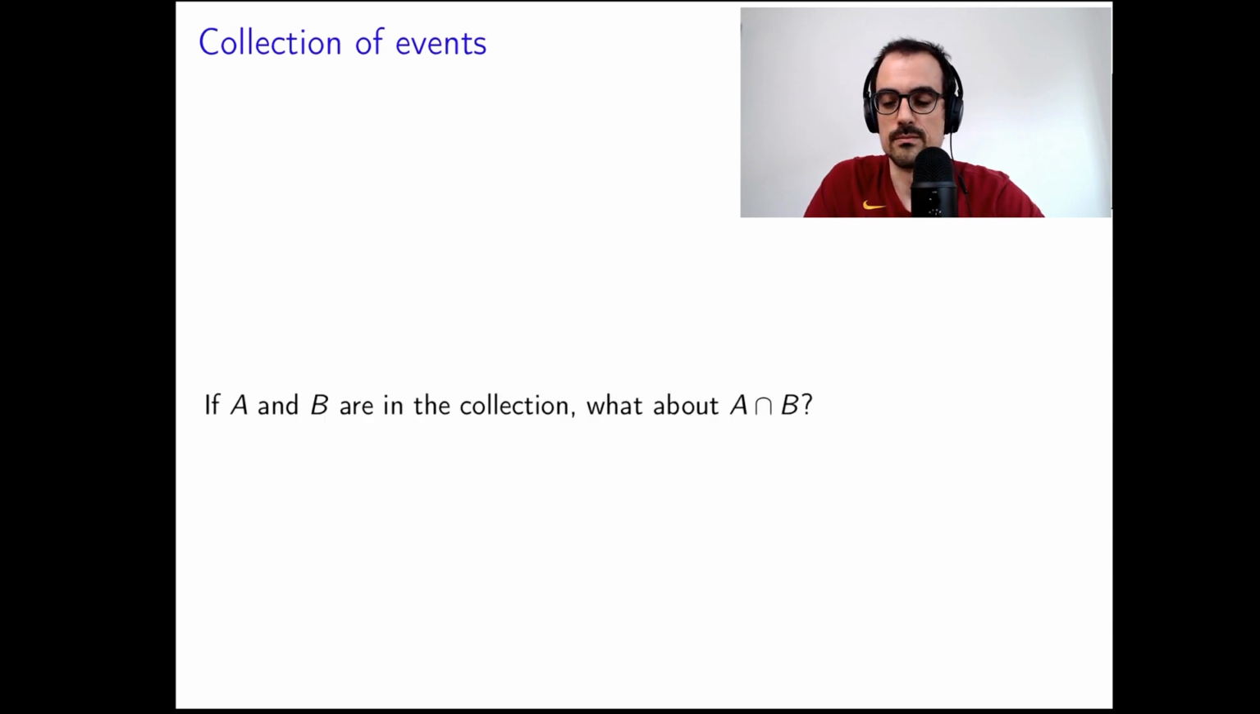Okay, quick question. According to these rules that we have defined now of what is a valid collection of events, are intersections included in the collection? So the answer is yes. Why is the answer yes? Because if we include A and B, then we're also including the complements. Sorry, my handwriting is not the best. We're also including complements, and we're also including the union of the complements.